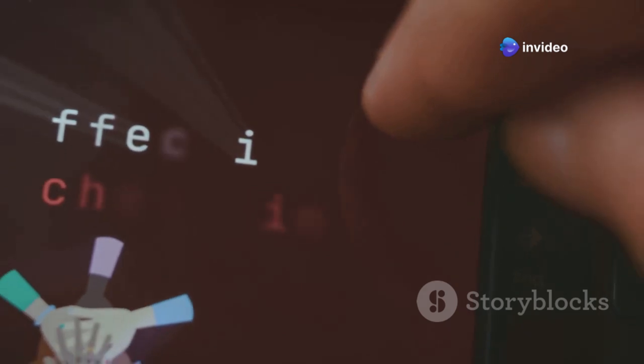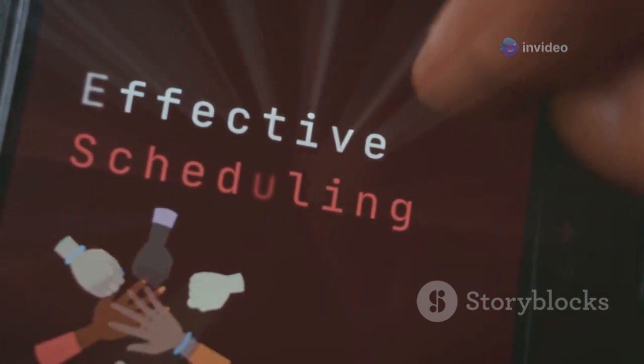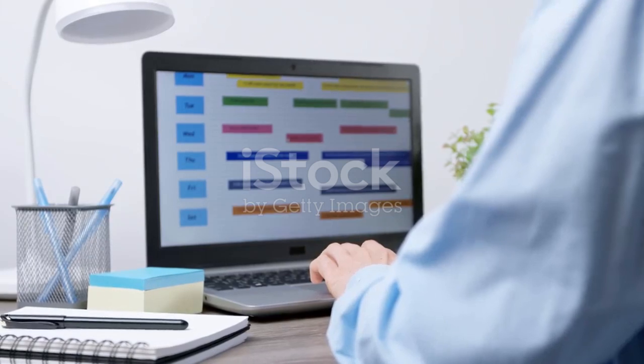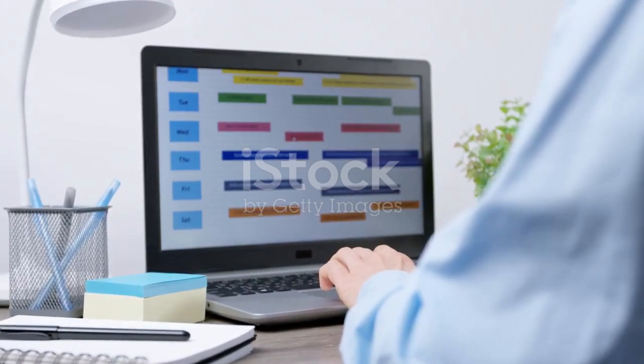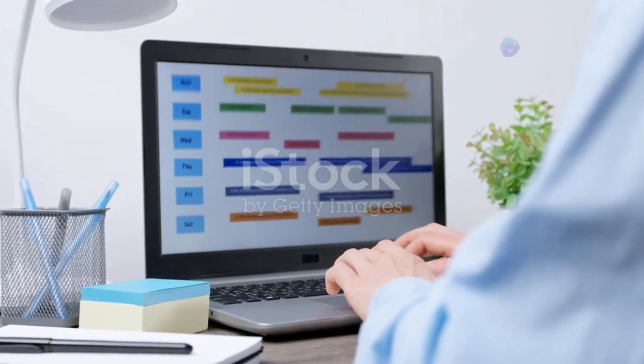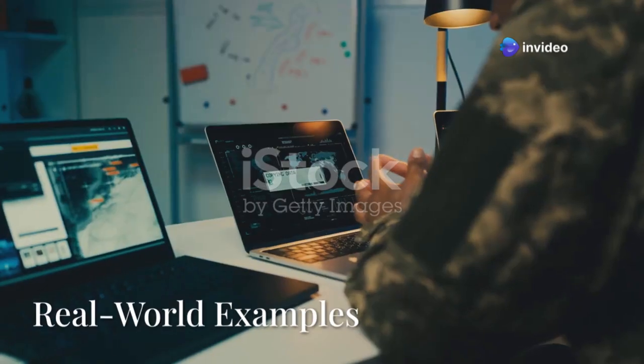I/O status information. This section keeps track of any input-output operations the process is performing, such as reading from or writing to a file. It's akin to knowing if a dish requires additional ingredients from the pantry.